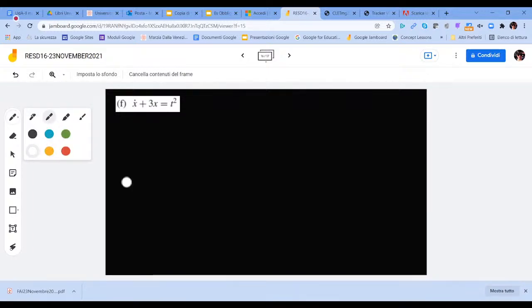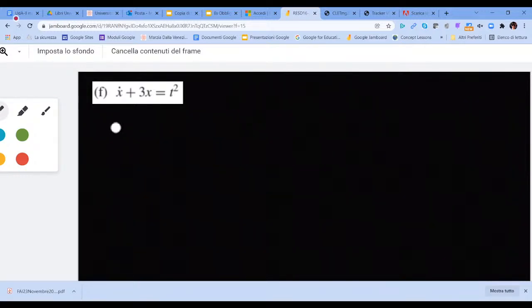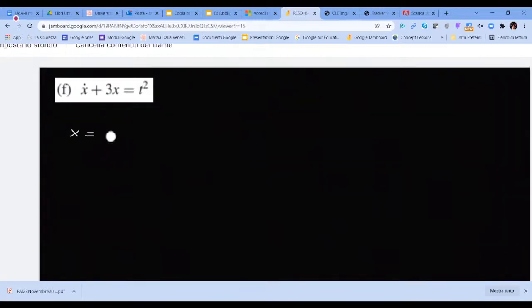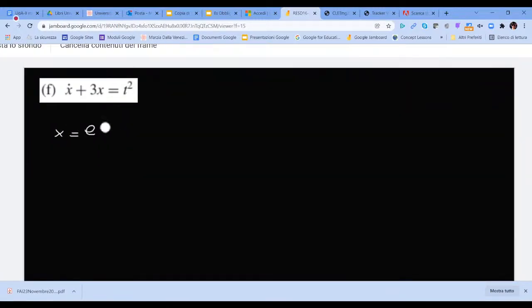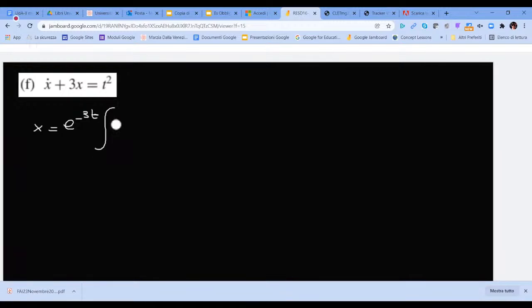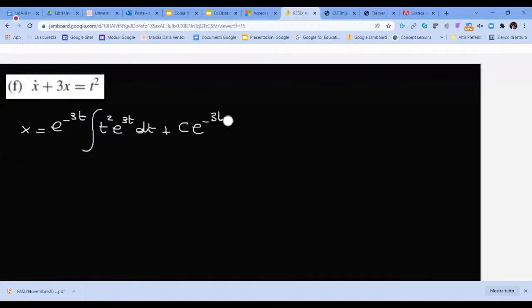So, we use the rule that x equals e to minus at, where a is 3, multiplied by the integral of b of t, which is t squared, times e to plus 3t, plus c multiplied by e to minus 3t.